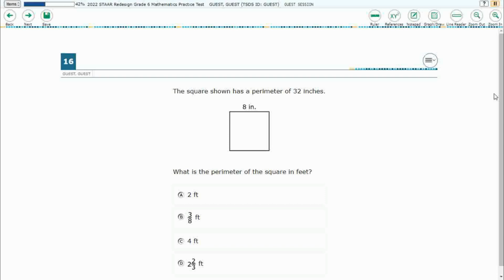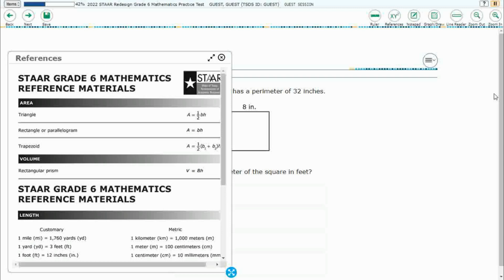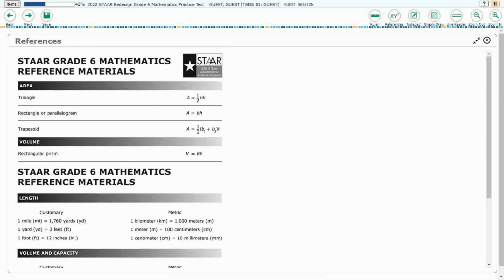So the square has a perimeter of 32 inches. I've got 8 inches on the side. 8 times 4 makes 32. They already give that to us. I simply need to find the perimeter of the square in feet rather than inches. So I'm converting inches to feet. And in case we forget, we do have that reference material that we can choose. And we do see towards the bottom there on the left, 1 foot is equal to 12 inches.